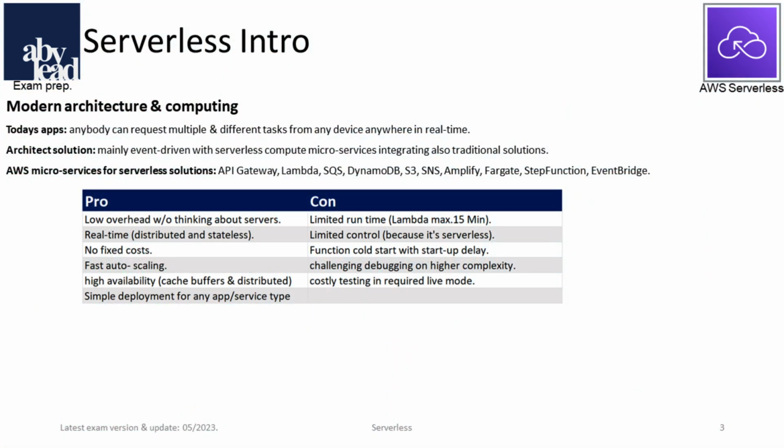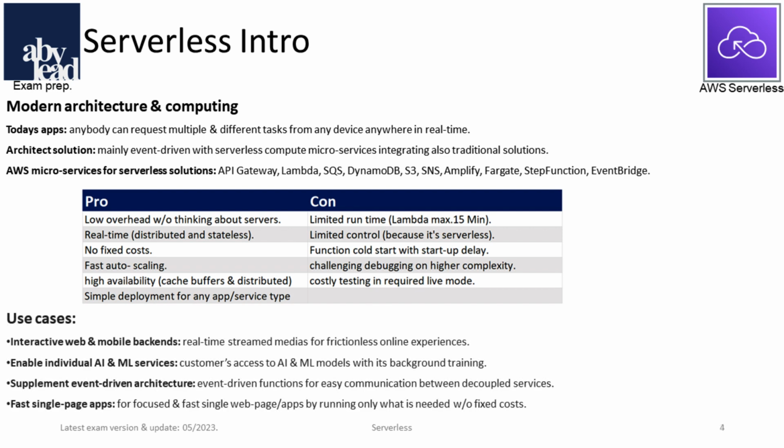AWS Serverless Services serve to build today's apps to fulfill multiple requests and different tasks in real time from anywhere and anybody with any device. You need only lowest overhead without any fixed costs. With it, you can realize mainly event-driven architecture solutions while also integrating other traditional solutions.